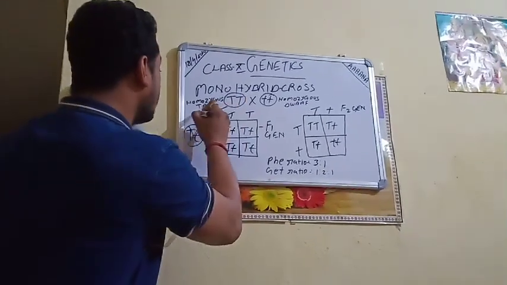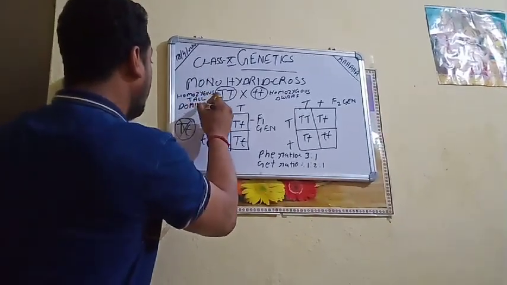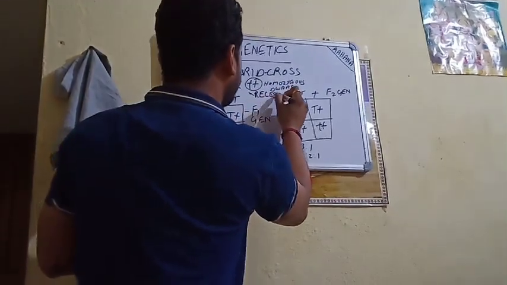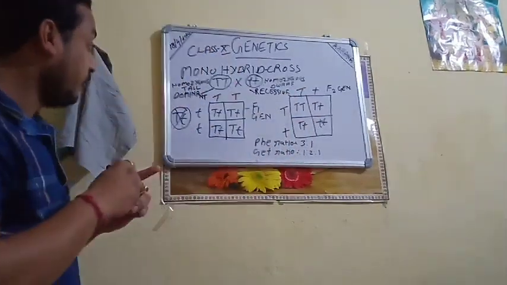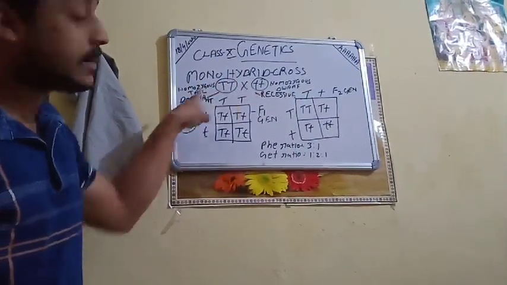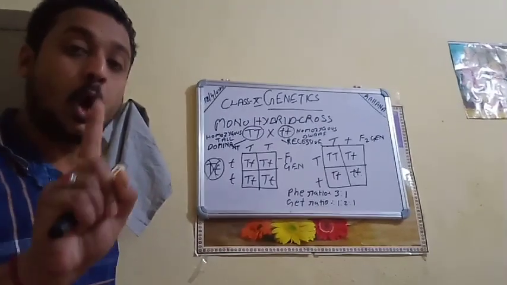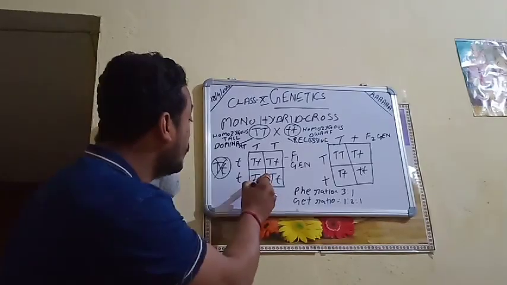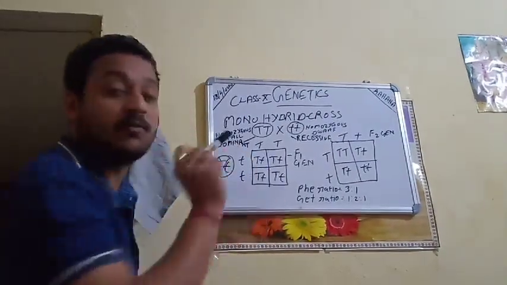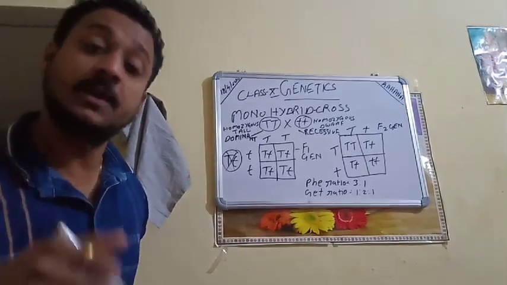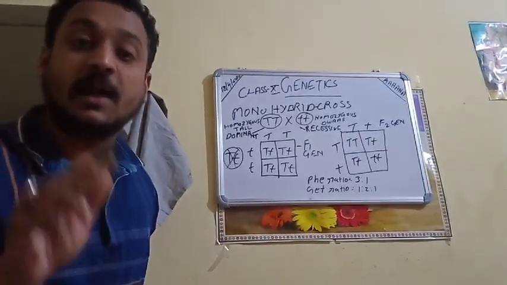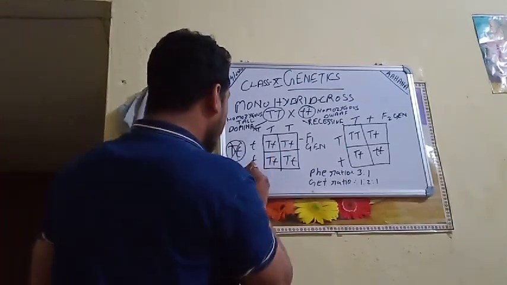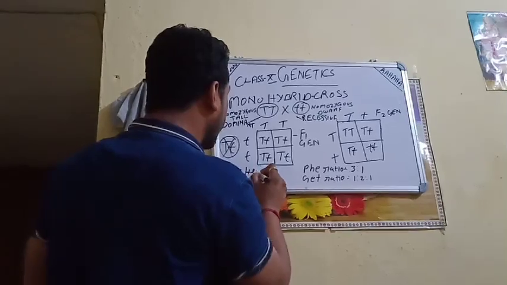This capital T was dominant, and this small t was recessive. If two genes are present and one is dominant and the other is recessive, we all know very nicely that only the dominant gene will be expressed. So here which gene is expressed? Capital T, small t. Of course capital T will express, and small t will be suppressed. This progeny formed is known as heterozygous tall.